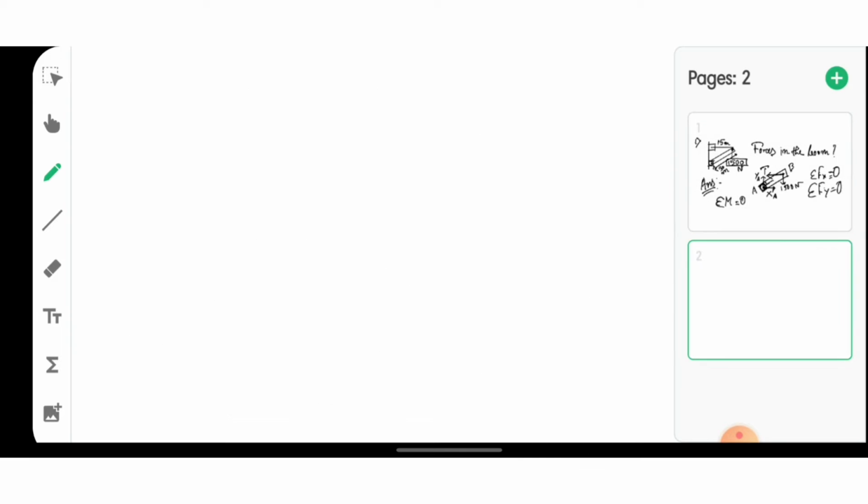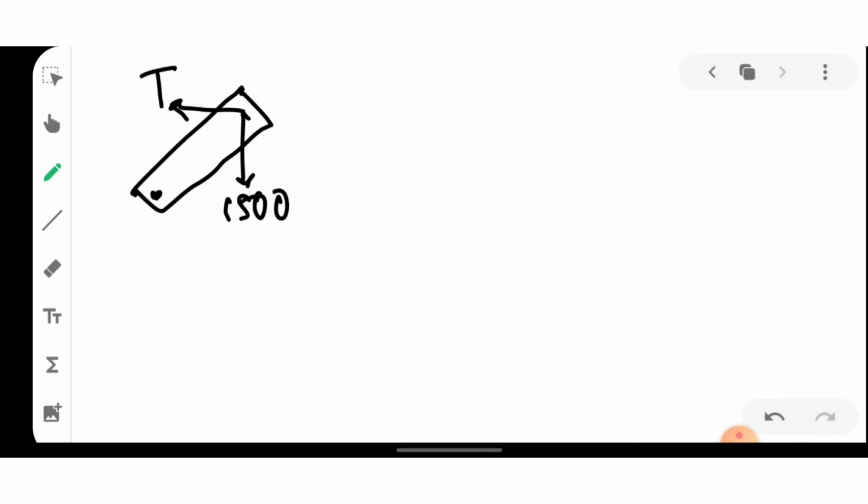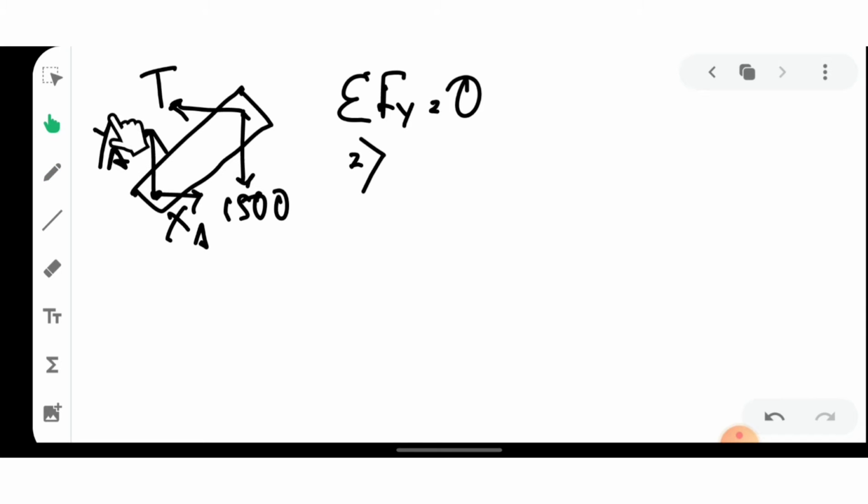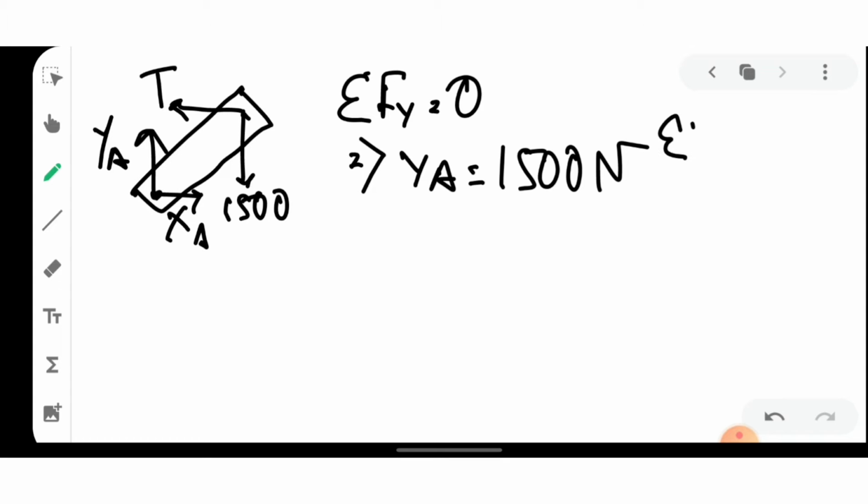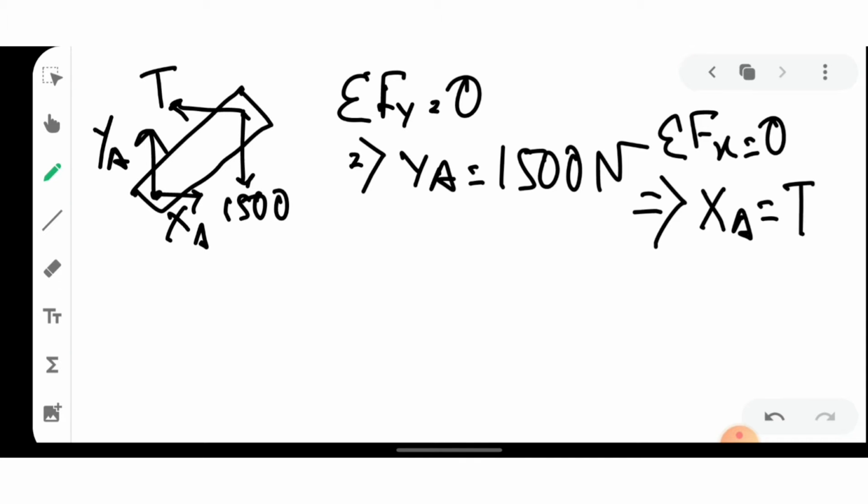Okay, so here is the new page, and I have drawn the boom once again. Here is 1500 and here is T. It is XA and it is YA. From summation of Fy equals 0, we can see that YA equals 1500. So YA equals 1500 Newton, and from summation of Fx equals 0, we can see that XA minus T equals 0, meaning XA equals T. Okay, so X equals T, we can find it.